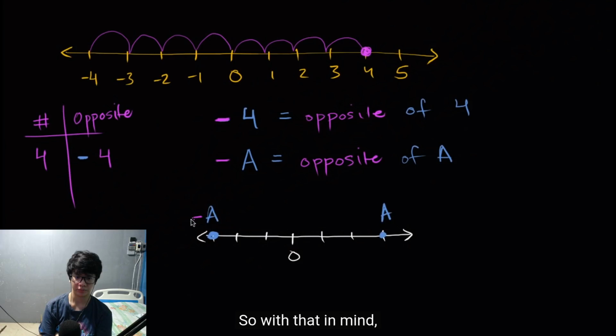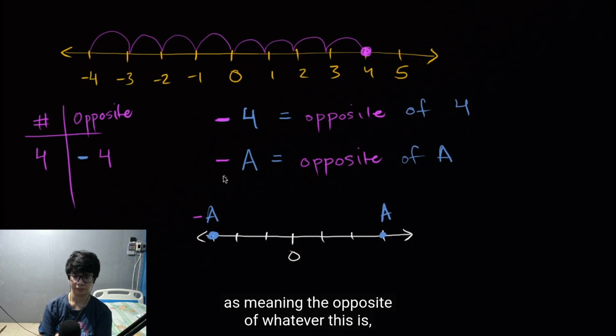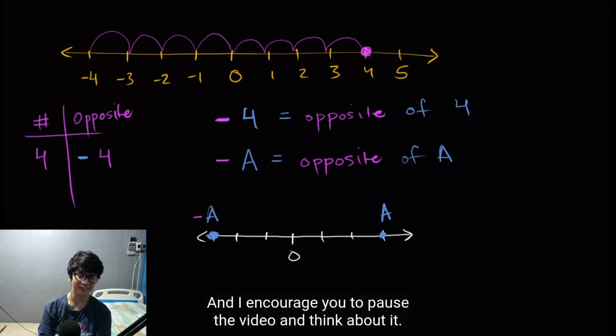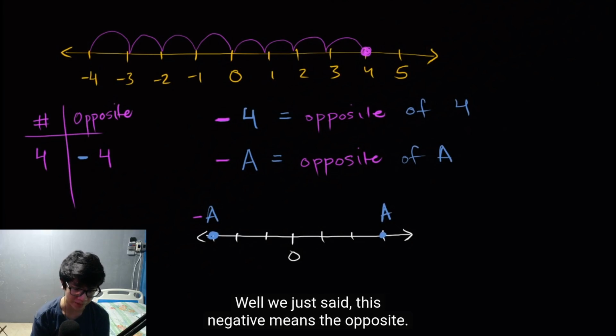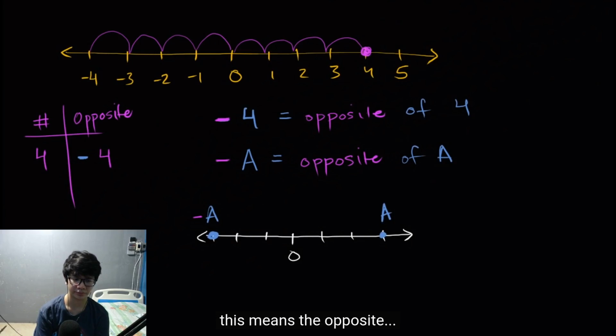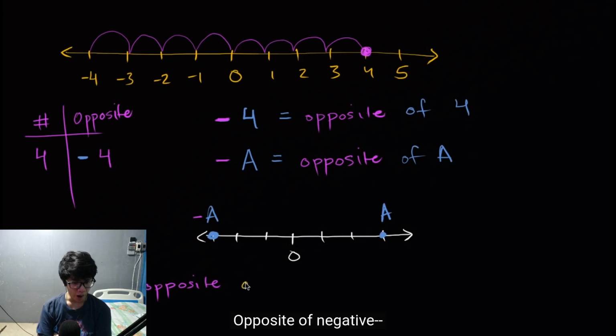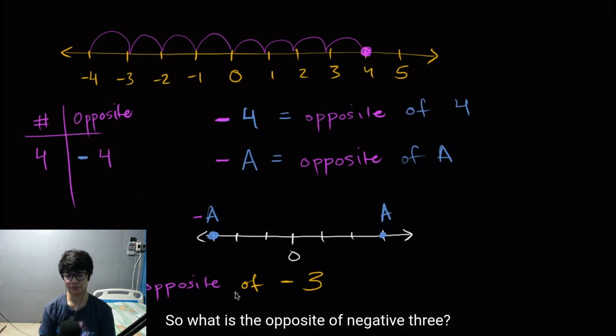So with that in mind, if we literally view this negative symbol as meaning the opposite of whatever this is, let's try something interesting. What would be the negative of a negative 3? I encourage you to pause the video and think about it. Well, we just said this negative means the opposite. So you can think about this as meaning the opposite of negative 3.